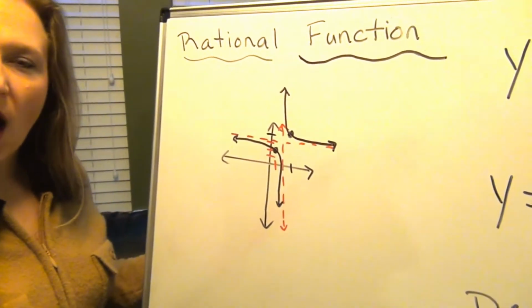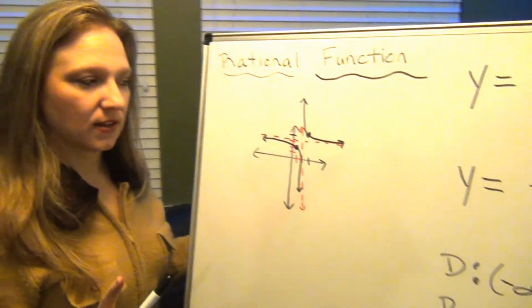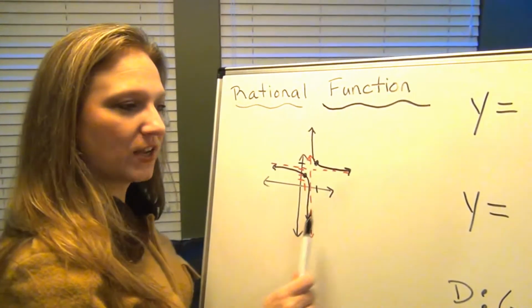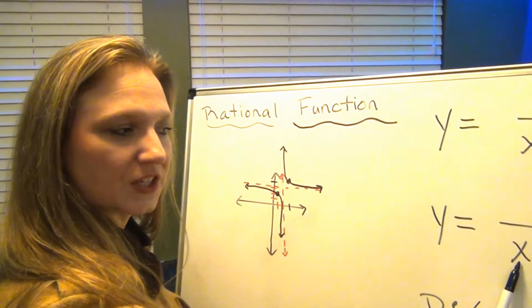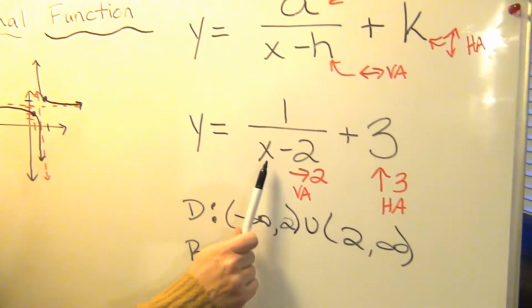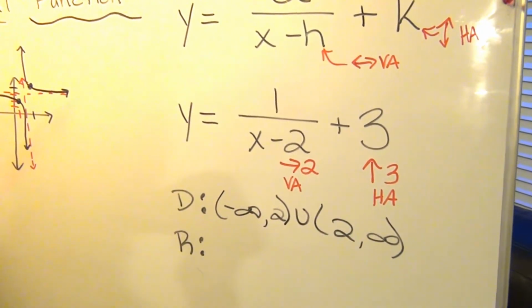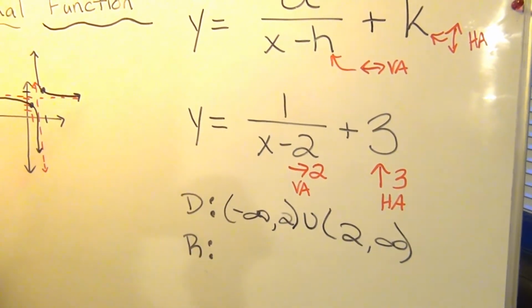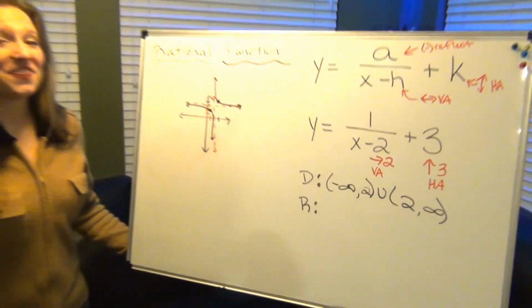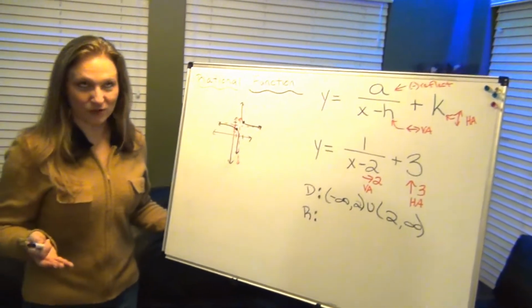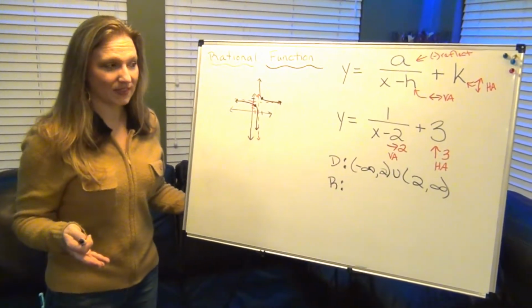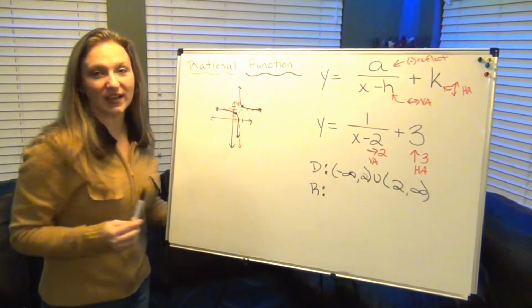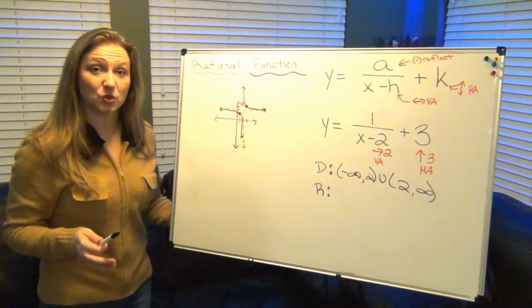I just want to note why there is a restriction on that 2. If you look at our equation here, if I was to plug in 2 for x, 2 minus 2 is 0. What's 1 divided by 0? The thing is, you can't ever divide by 0. That's illegal in math, and that's why it's undefined here. That's why we have a restriction on the domain.